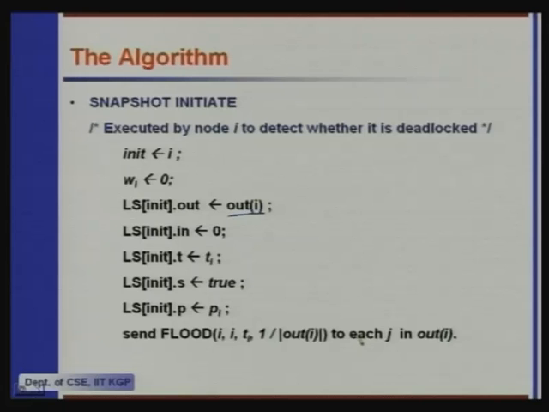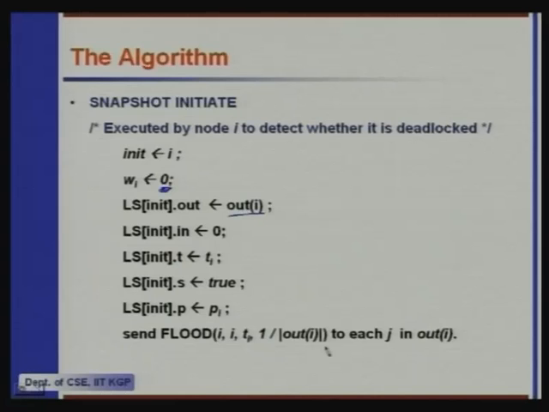Now, this is 0. No problem with this. See, what's happening here is the node is not saving any weight for itself. It is just setting wi to 0. This is going to add up later on, right? And it is distributing all its weight to its outgoing messages. So, this is correct. This is 0.